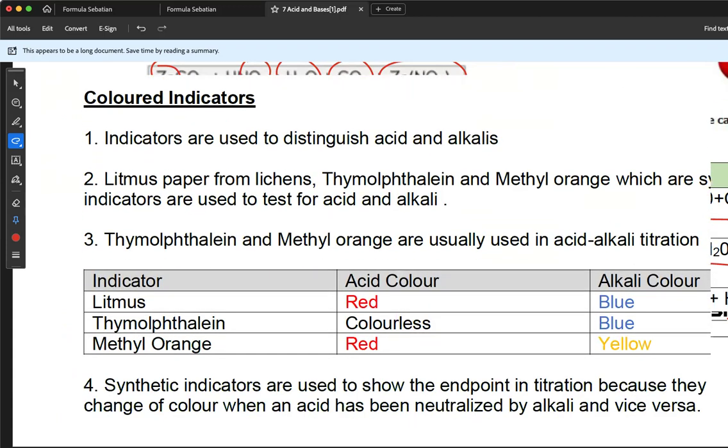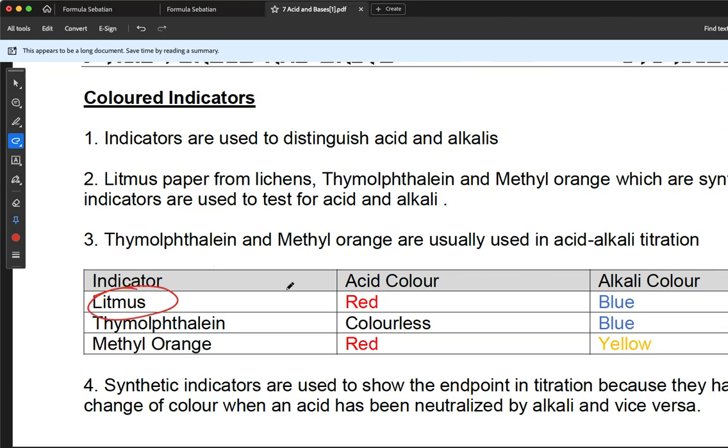Now, in terms of color indicators, these are indicators where we determine whether something is going to be acid or alkali. The most common indicator that everyone knows of is litmus paper. This part is the annoying part because you have to actually remember what color the acids will produce based on different indicators. But in general, red color is going to be acids and every other color is going to be alkali. In terms of litmus paper, red will indicate acid, blue will always be alkali.